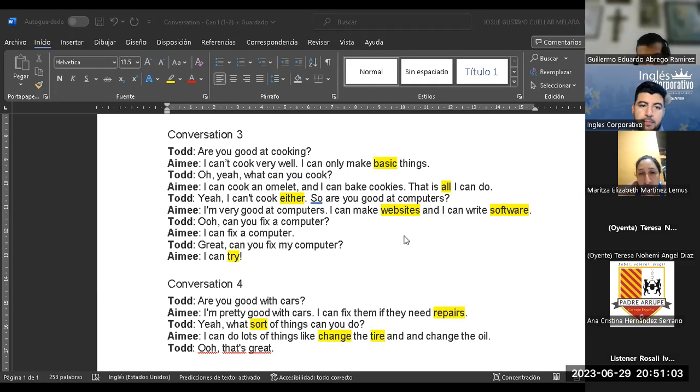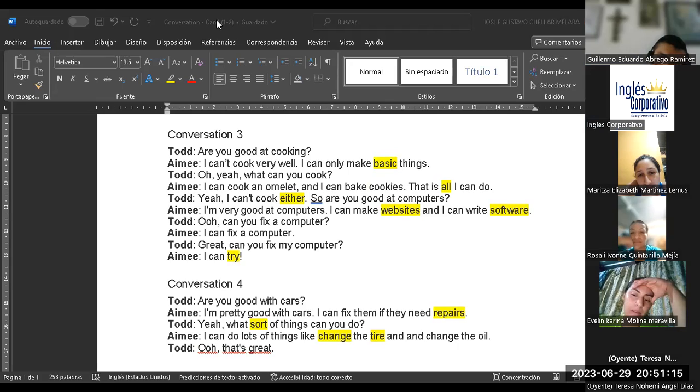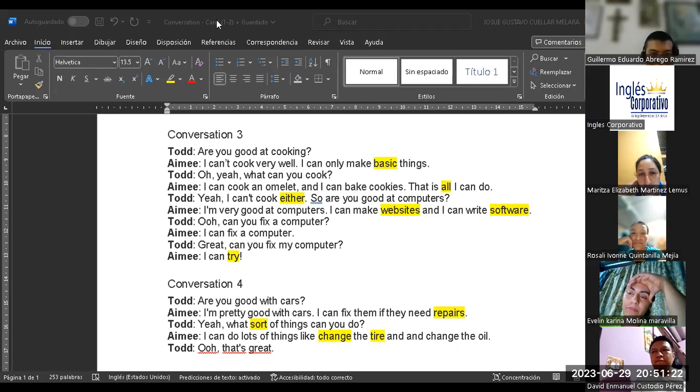Are you good at cooking? I can cook very well. I can only make basic things. Oh, yeah. What can you cook? I can cook an omelette and I can bake cookies. That is all I can do. Yeah, I can't cook either. So are you good at computer? I'm very good at computers. I can make websites and I can write software. Oh, can you fix my computer? I can fix a computer. Great. Can you fix my computer? I can try. Okay, very nice. Thank you.